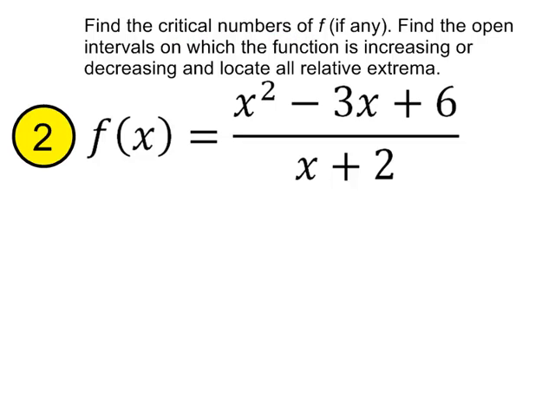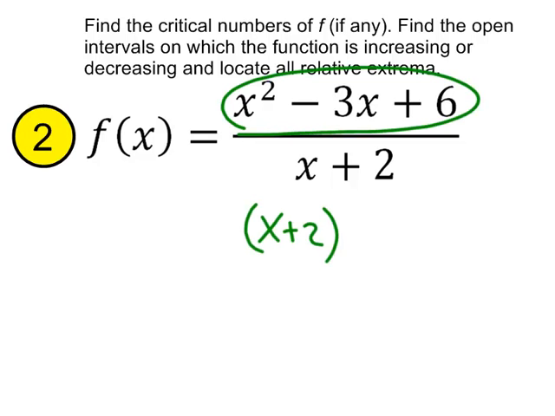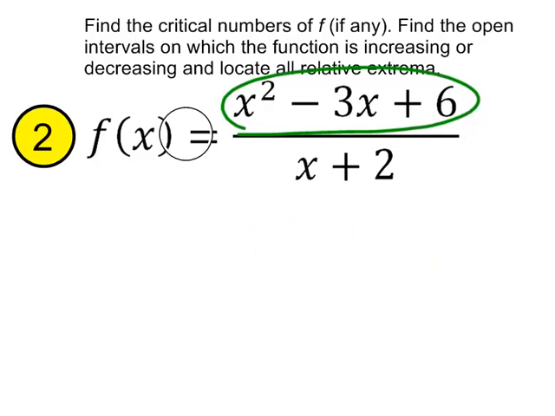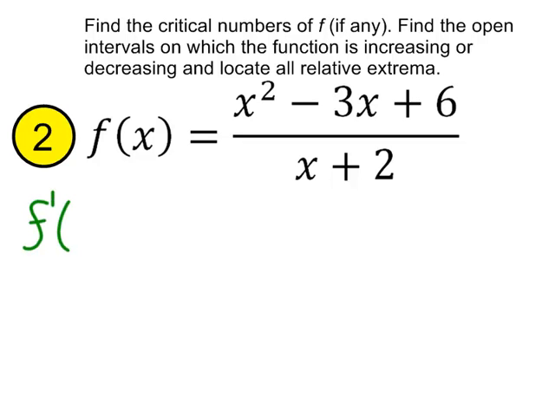Now, I'm looking at this and wondering if there's any fancy algebra I can do to make my job easier. The ideal case, or the easiest thing, would be, let's say that this top factored into x plus 2 times some other binomial factor, and then we could cross out the x plus 2 on the top and bottom. So be on the lookout for things like that. Sometimes that does happen, but it doesn't look like it's going to happen here. The top doesn't even really factor across integers, does it? So let's just go ahead and use our quotient rule.